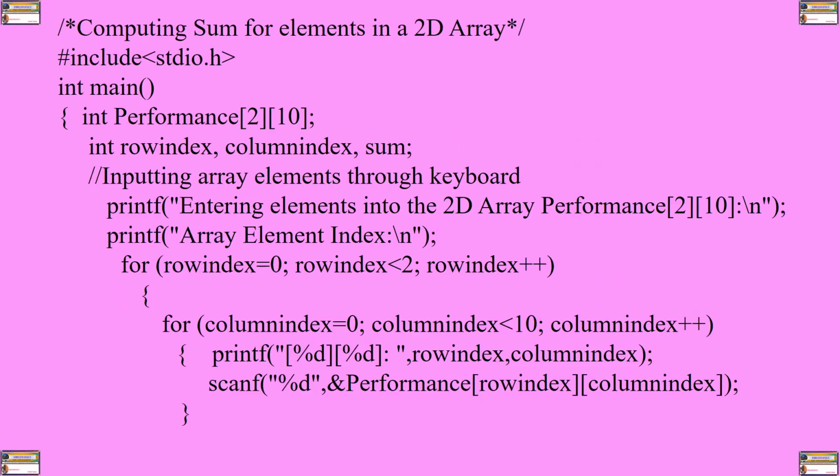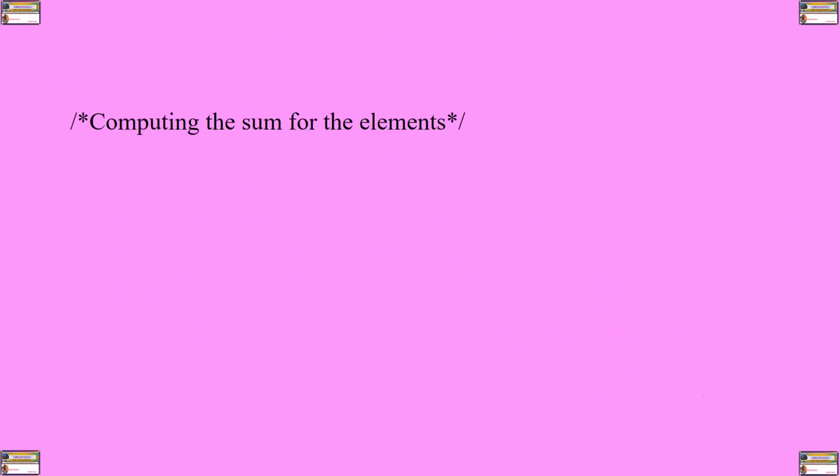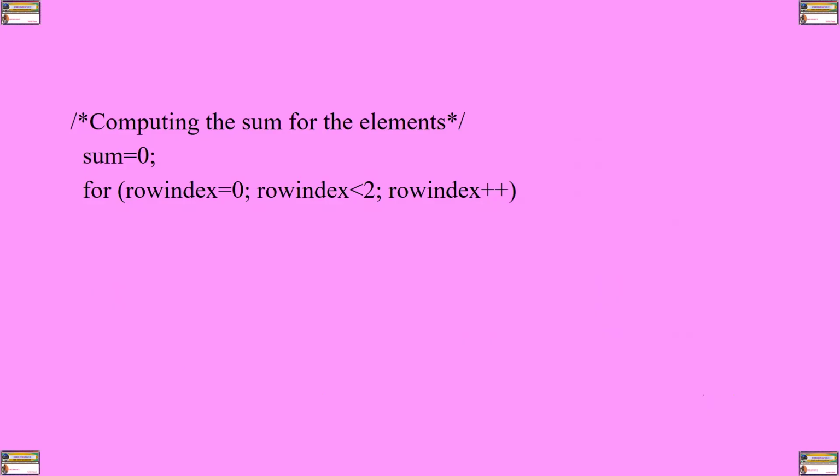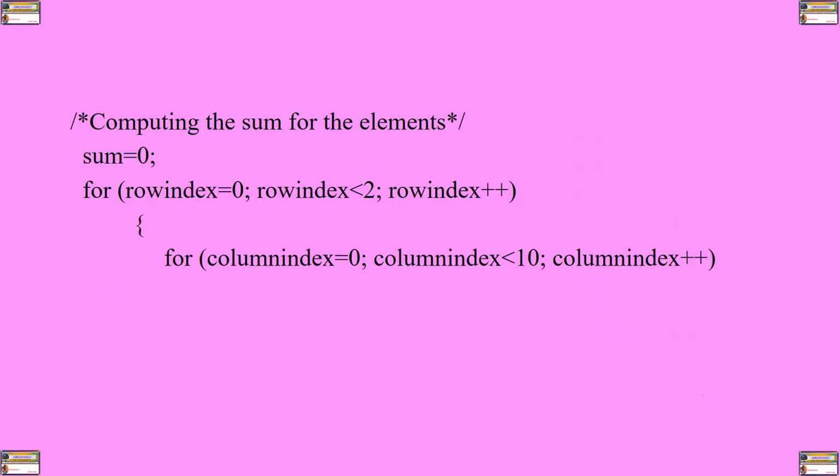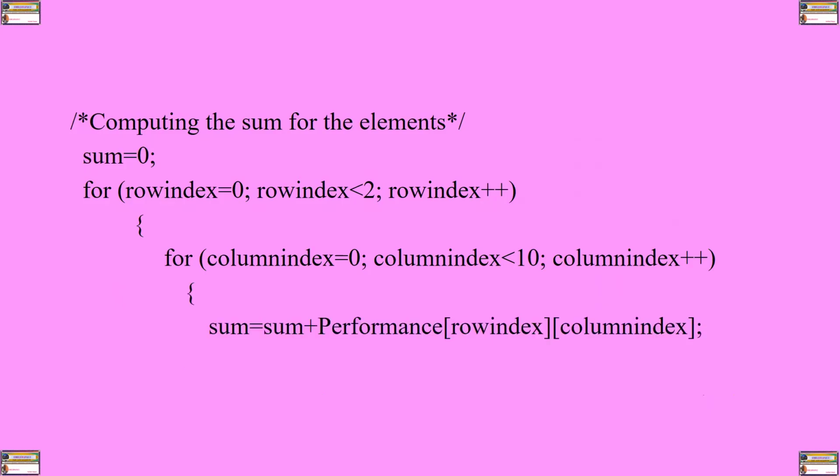No activity will be carried out, and the control will be taken to the next line, which is computing the sum for the elements. And this part, computing the sum, will continue the same way I've explained, where now all the elements will be added, beginning with the one in row index 0, column index 0, all the way to the element in row index 1, column index 9.